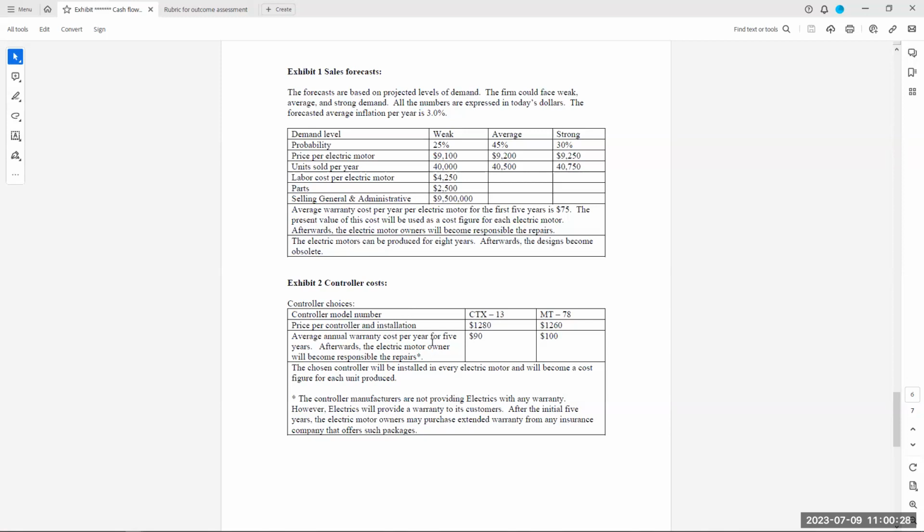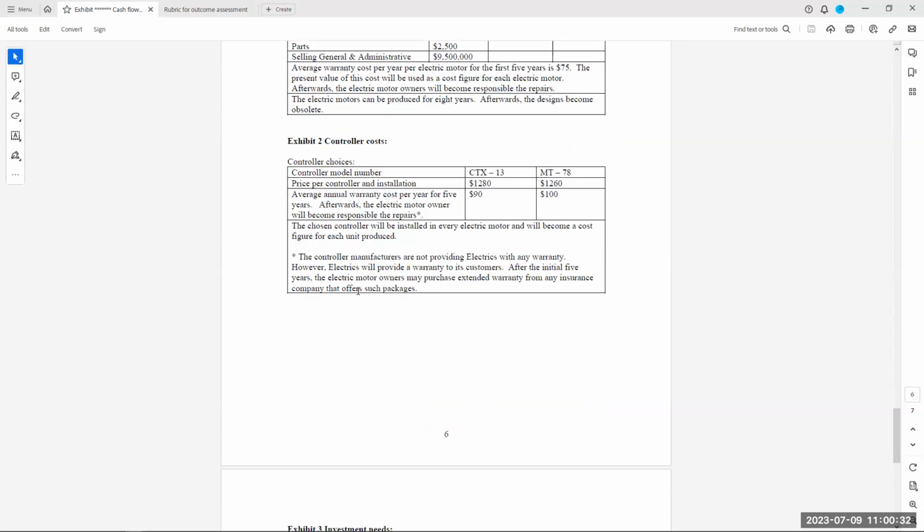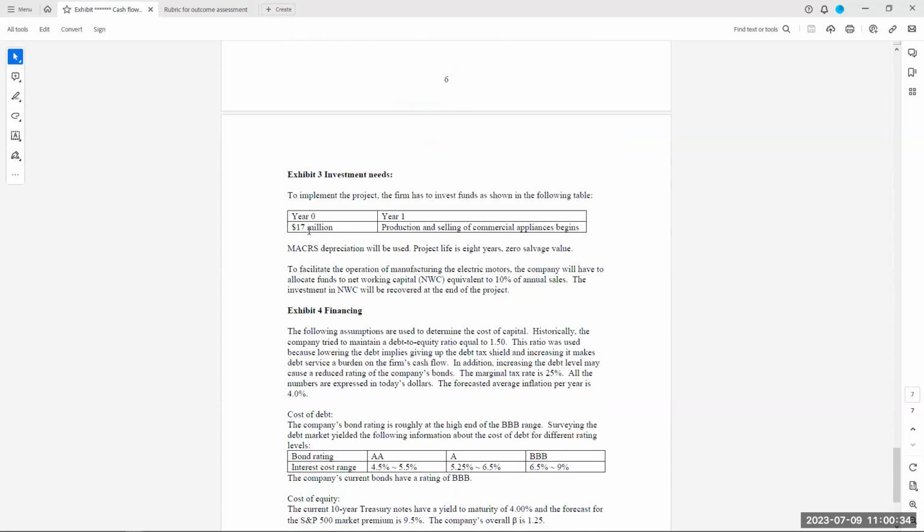These projects are both 8 years in length. They require an investment of $17 million over the next 8 years for a return. So their year zero investment is 17 million. Now here's another thing that's a little bit different in this case, which is a little bit more real world.